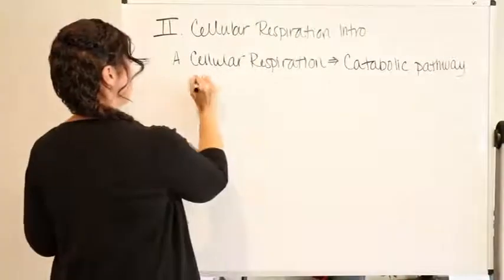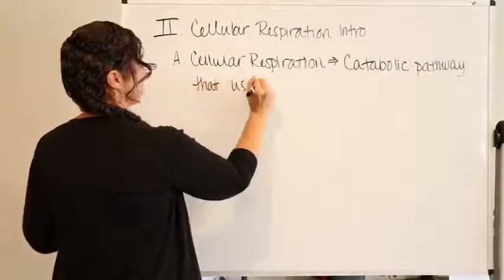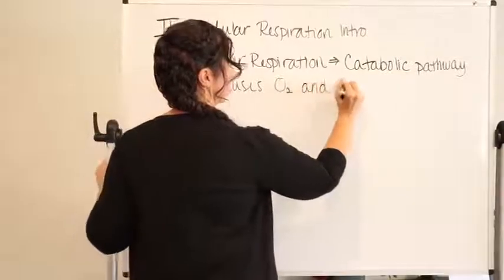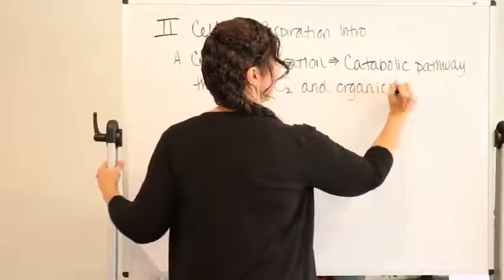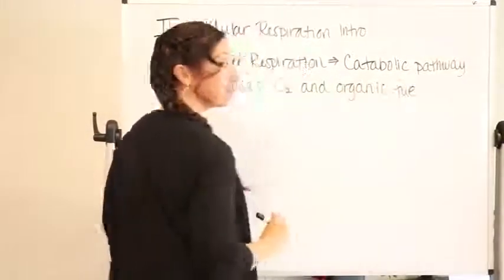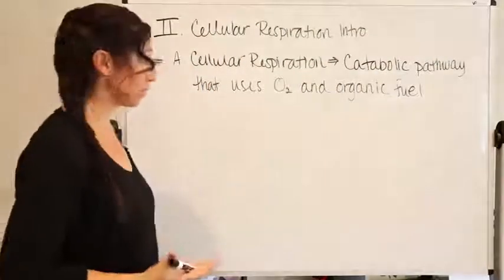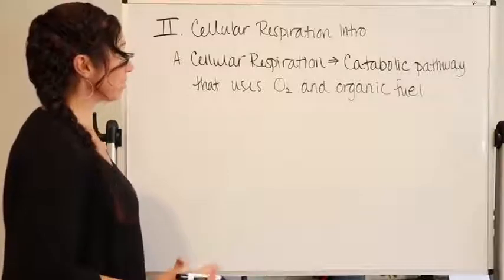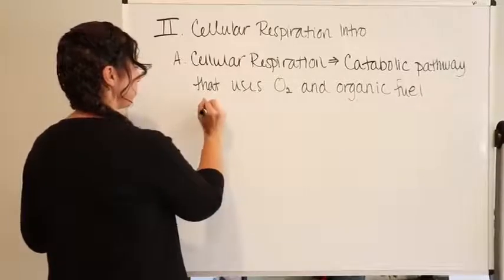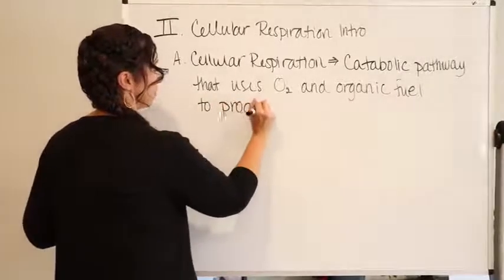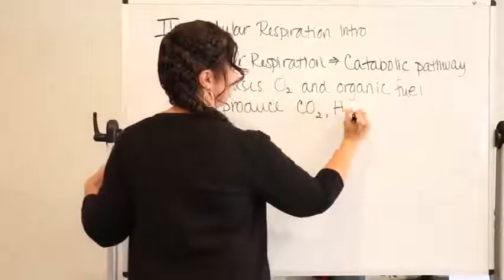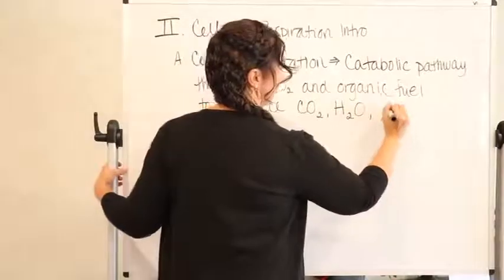That uses oxygen. And I'm going to put O2 for oxygen. Oxygen and organic fuel. By organic fuel, think of the food you eat, the macromolecules you eat, carbohydrates, lipids, proteins, all that stuff. It uses oxygen and organic fuel to produce CO2, carbon dioxide, water, and ATP.